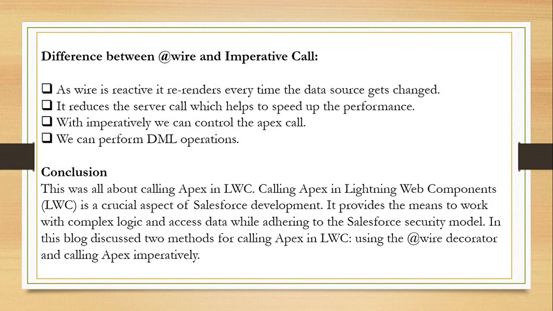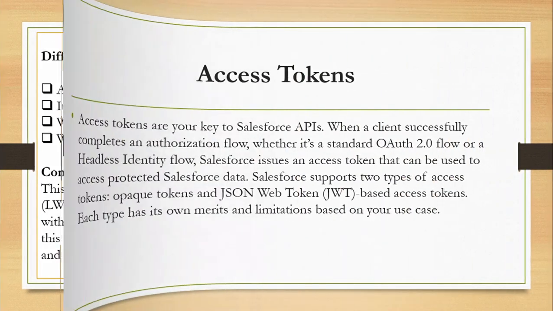Difference between wire and imperative call. A wire is reactive and returns data every time the data source changes, and it reduces server calls, which helps speed up performance. While with imperative, we can control the Apex call and we can perform DML operations.